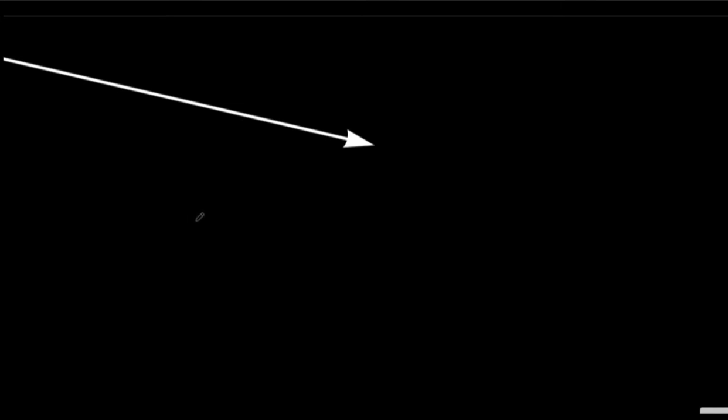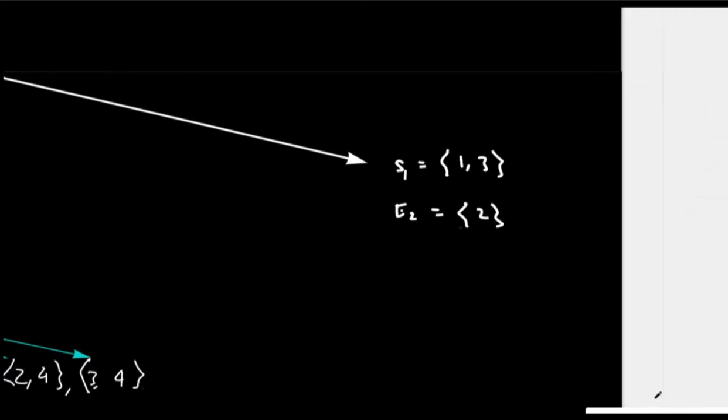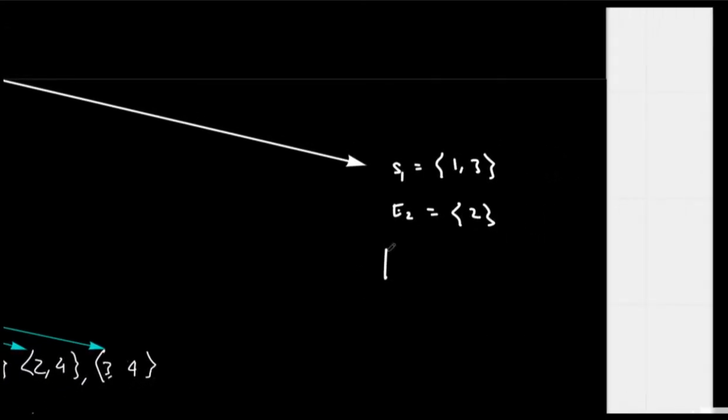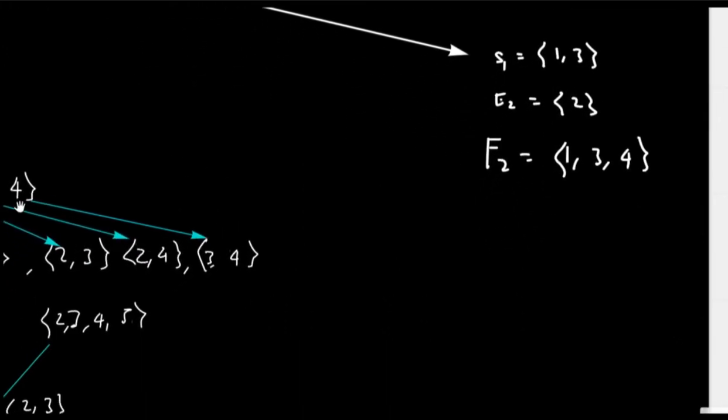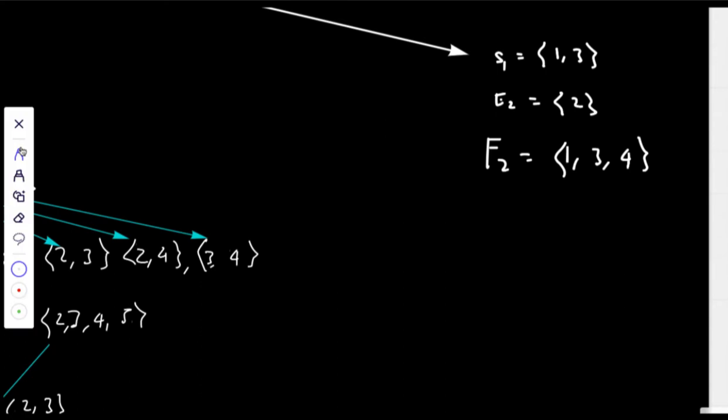That is S1, that is 1, 3, right? And here E2, that is 2, okay? And then after what we see over here, that is F2, that is 1, 3, 4, okay? And then after what we will recall over here, like this. So for this, that is F2, 1, 3.